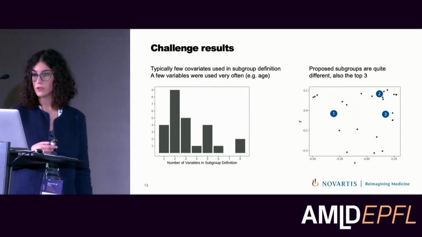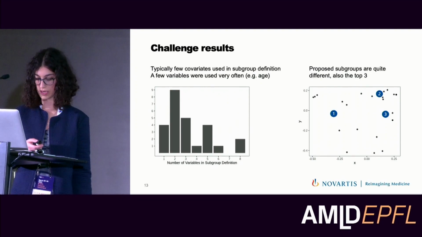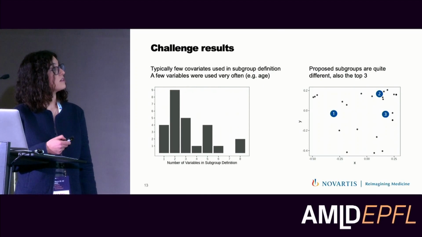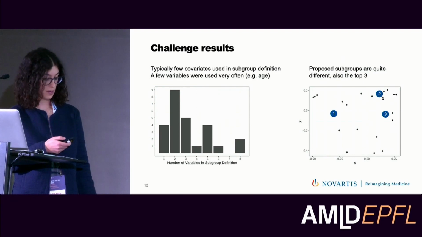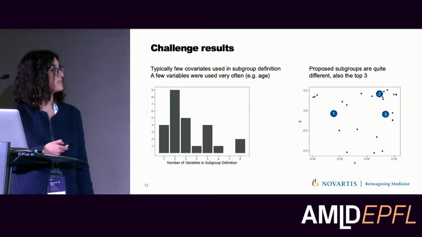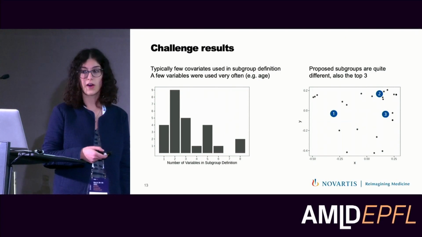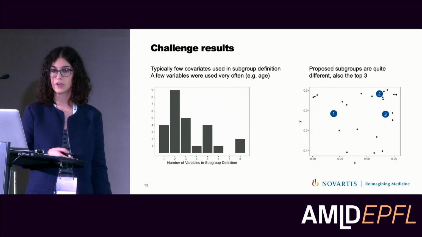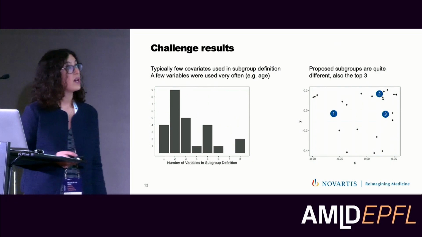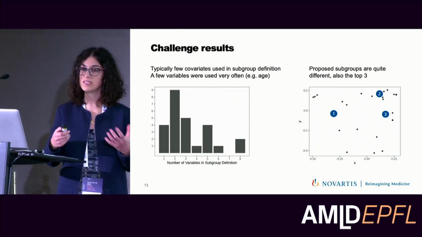Okay, let's now have a look at how the subgroups that the different teams submitted look. So first of all, you can see on the plot here on the left that typically few variables, few covariates were used in the definition of the subgroups, although there is a bit of variability. They range from 1 to 8. And there are a few variables that were used very often in these definitions. For example, age was appearing very often in the subgroup definition. And this could suggest that the subgroups proposed by different teams were relatively similar.